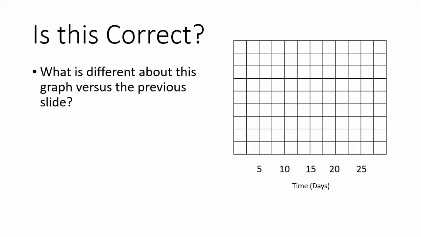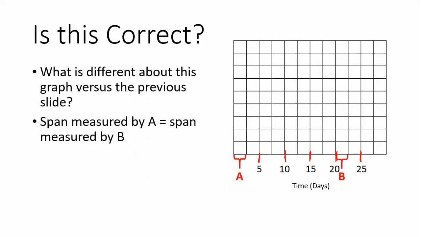So now we have a different orientation. So I did forget to fix this. So what is different about this graph from the previous one? Well, one thing is the span measured by that label A is exactly the same as the span measured by that label B. So A looks like it's measuring about 2.5 days. B is also measuring 2.5 days. So equal distance on the graph is equal difference in whatever variable I'm looking at.